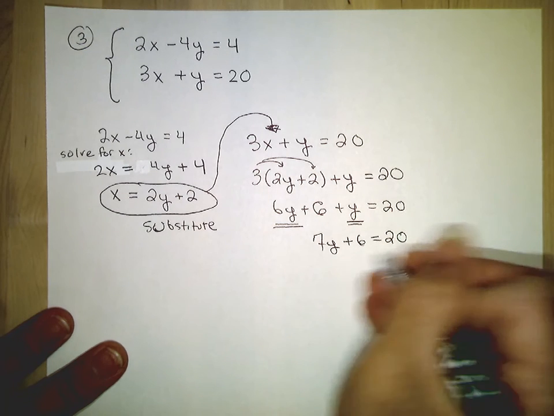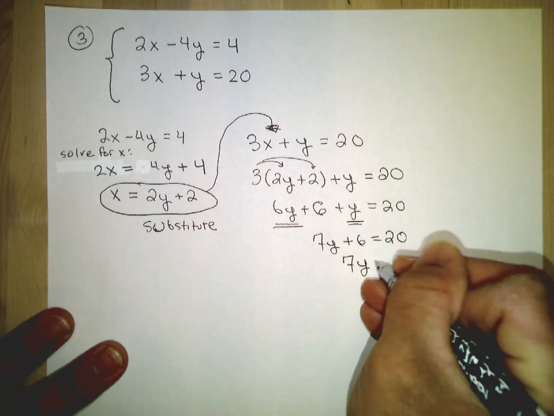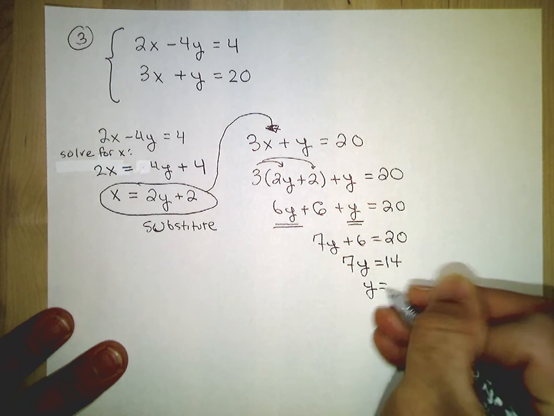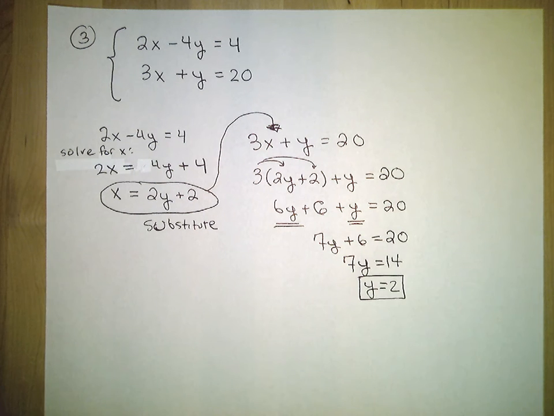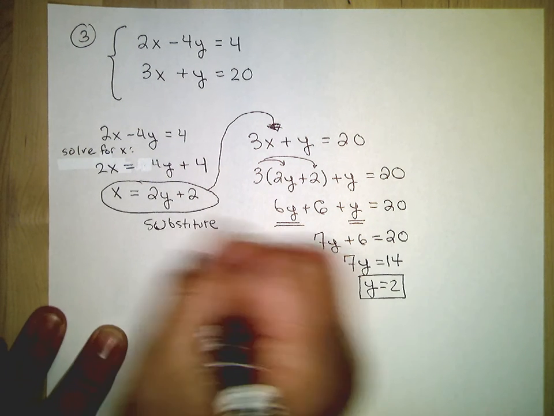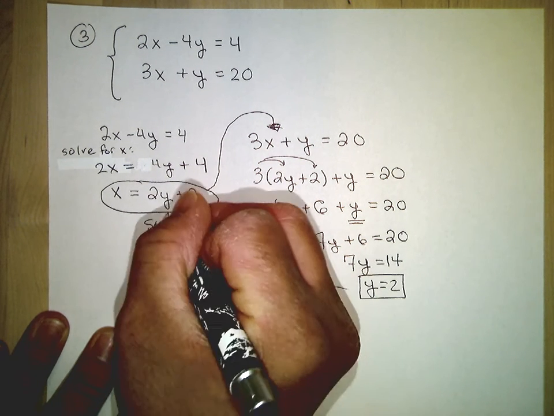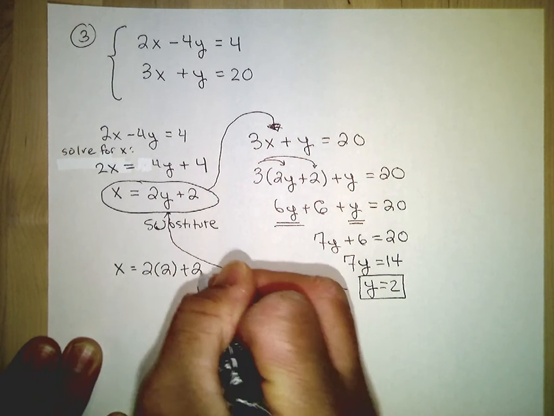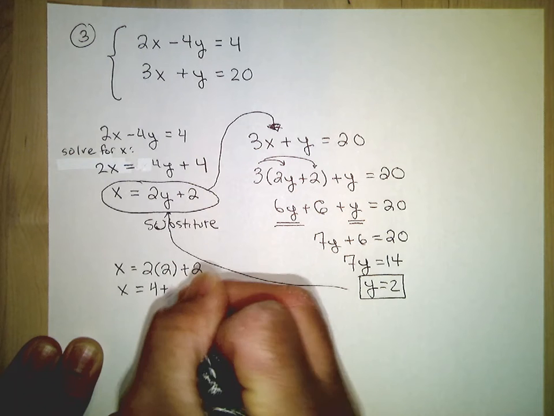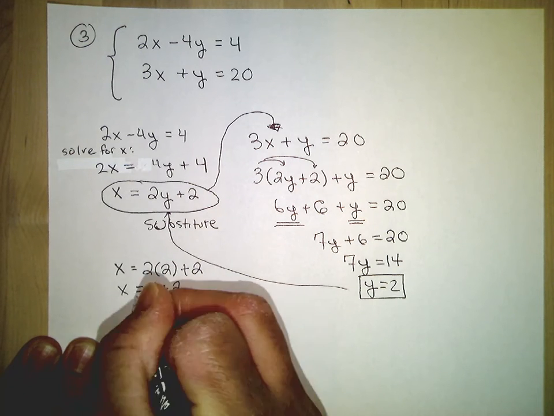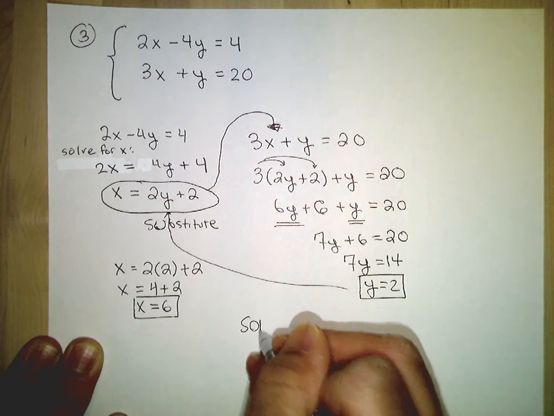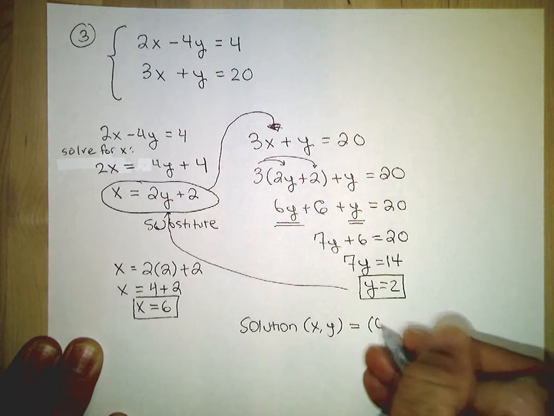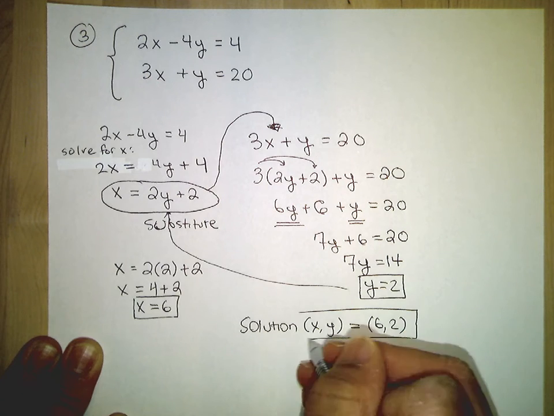Then subtract the 6 from both sides. So 7y is 14. Divide by 7 on each side to get y is 2. But then if the question asks for x, we can substitute that y back in here to get x is 2 times 2 plus 2, or x is 4 plus 2, so x is 6. And then the solution will be (x, y) is (6, 2).